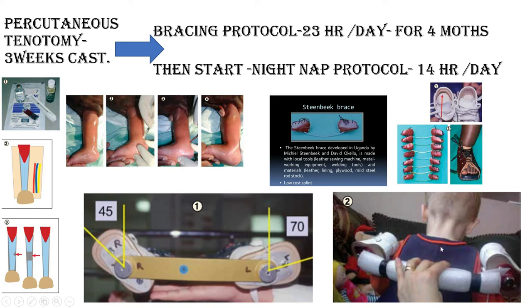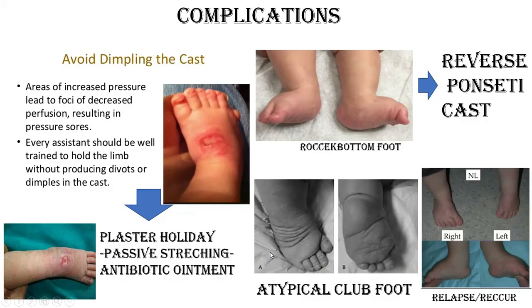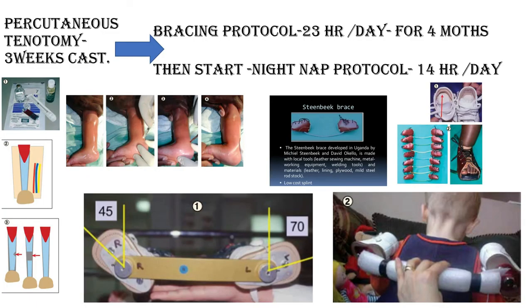And why is it given? Because to prevent the loss of the achieved correction, since all the tissue is very malleable, and there is a chance of recurrence of the disease, which I mentioned about the relapse or the recur. First metatarsal adduction and drop, the equinus, are the most common deformities that will recur.